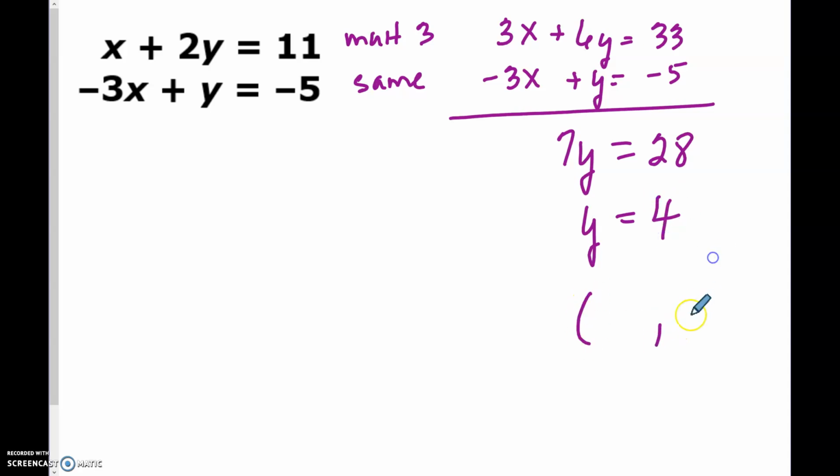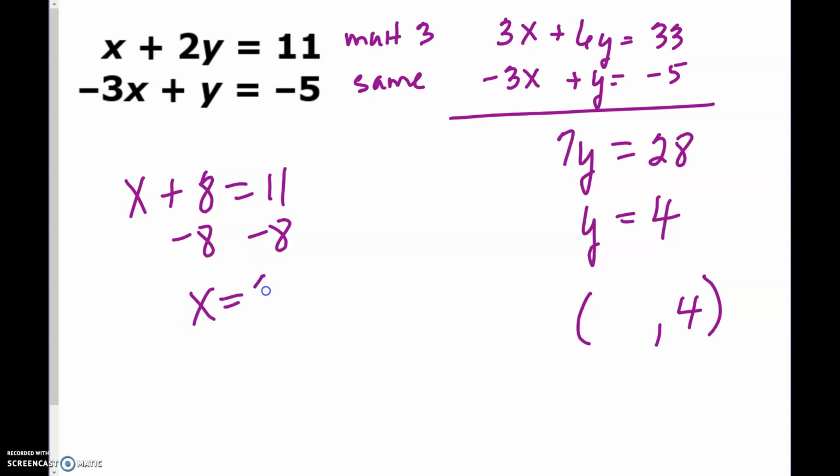So in my ordered pair, make sure you put the 4 in the second blank. So y is 4. Again, I'm going to put it in that top equation. So x plus 8 equals 11. And when I subtract 8 from both sides, looks like I'm going to get x is 3.